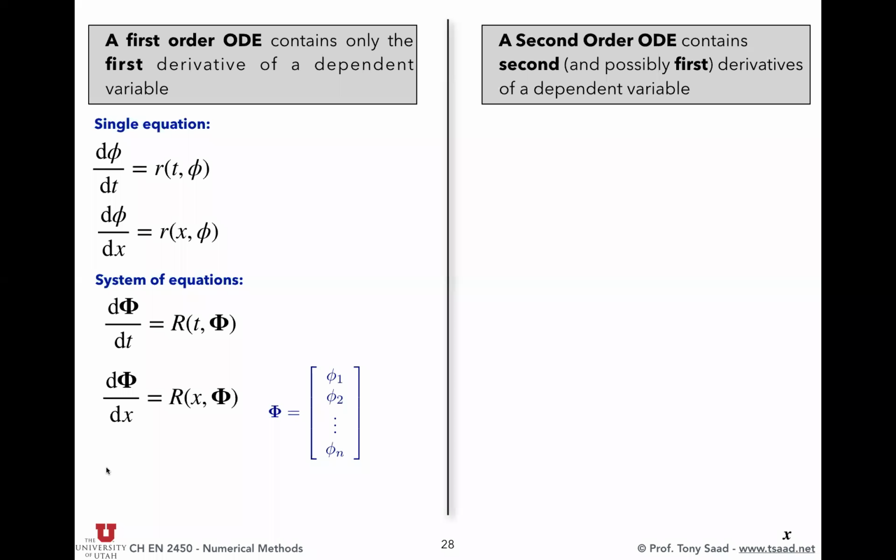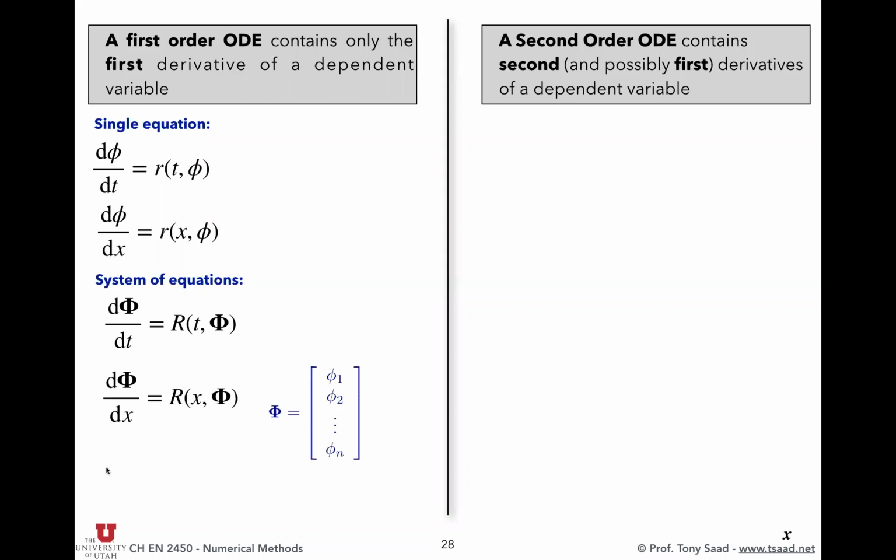A second order ODE is one where the highest derivative is a second derivative. It can contain a first derivative as well, but the highest derivative is always the second derivative. A third order ODE is an ODE with a third derivative, and so on. But typically what we do with higher order ODEs is convert them into a system of first order ODEs, because first order ODEs are much easier to solve. We will also discuss this later. I'm just giving you some definitions now.